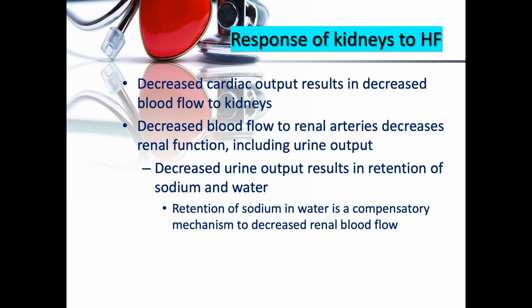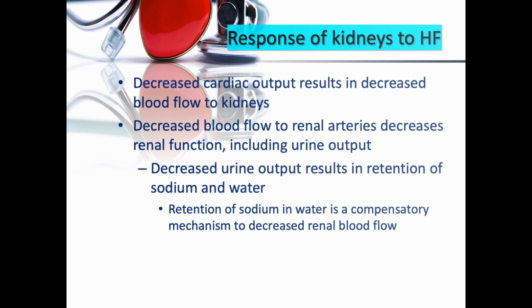Since the kidneys receive such a large portion of the cardiac output, they are also heavily impacted. Decreased cardiac output results in decreased blood flow to the kidneys. This decreased blood flow to the renal arteries decreases renal function, including urine output. The decreased urine output results in the retention of sodium and water, and this retention of sodium and water is a compensatory mechanism to increase renal blood flow. However, the long-term effects can be devastating.